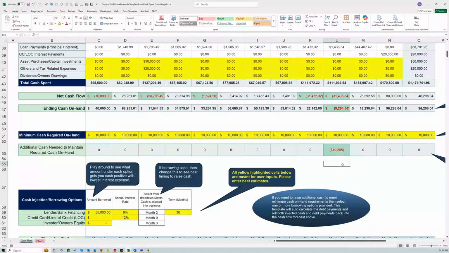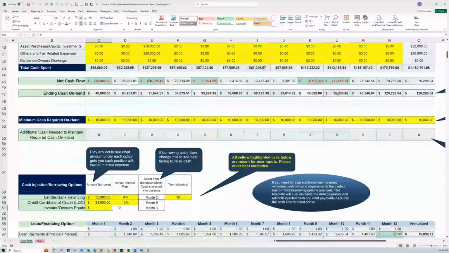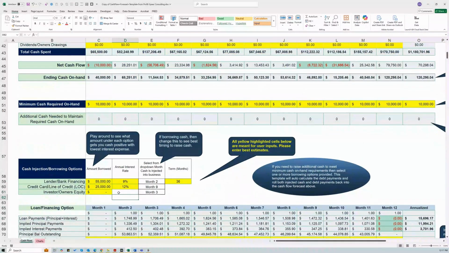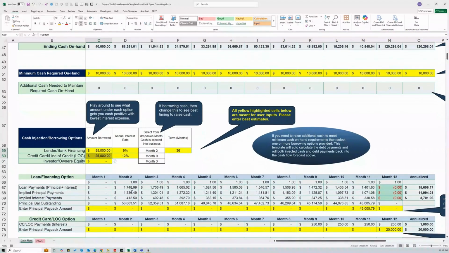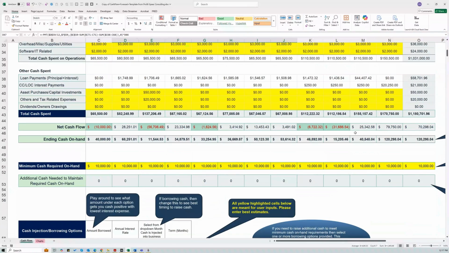But again, in month 10, you'll have another issue because you're running out of cash there. So maybe we should raise some more cash in month 9. I'm going to raise an additional $25,000 in month 9, using a line of credit or a credit card or something like that, which is going to be, I don't know, a 12% interest rate. Change that if you think it's higher or lower, right? Then it will say, okay, I'm going to inject this cash into your business, calculate what your debt payments and interest payments are going to be, and roll that back into your cash flow projections.